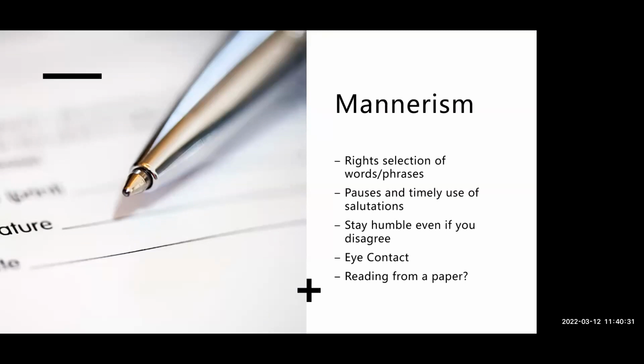And you still have to be humble and show that you are humbly disagreeing, and this is what you would like to put forth. Okay, but again, humbly, eye contact is necessary. And the last thing, reading from paper.